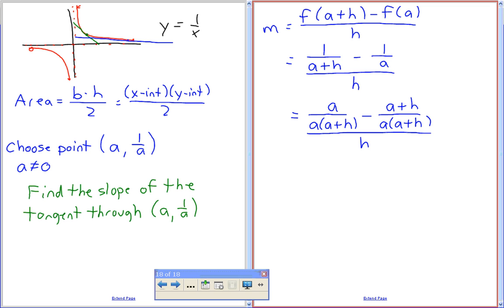Okay, the magic is going to happen here in a sec. How can I simplify the numerator? What's it going to turn into? 8. No. Close. I meant the numerator of the numerator.